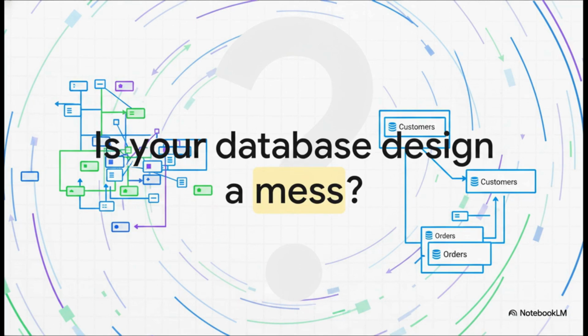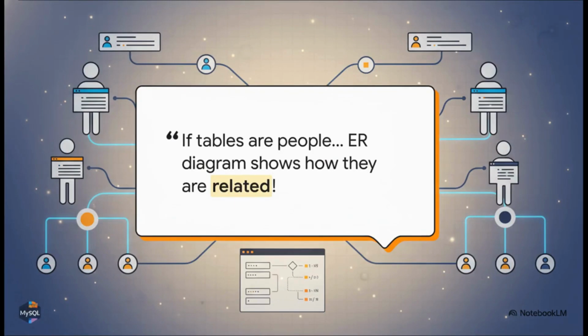Does your database design ever feel, well, a little chaotic? You've got a bunch of tables and you know they're related somehow, but you just can't quite picture how it all fits together? Yeah, don't worry, that's a really common problem. And today, we're going to fix it for good. And the solution is the ER diagram. Here's a really cool way to think about it. If all of your tables were people, the ER diagram is the chart that shows exactly how they're related. It's like the family tree for your data.